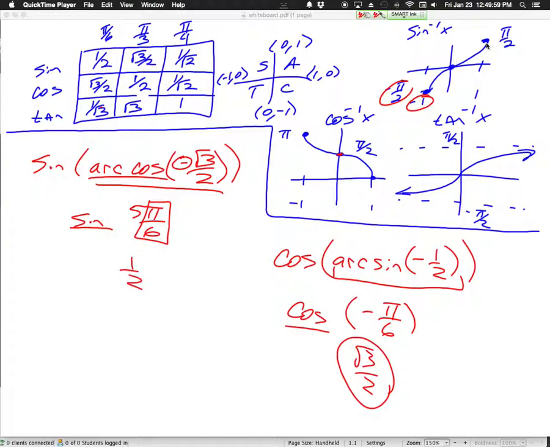And then I need the quadrant. So what quadrant does pi over 6 end up in? 2. My letter for quadrant 2 is S. So what happens to my answer? Positive. Stays positive. Very good.